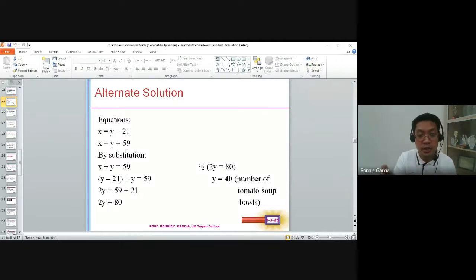So I think we will no longer review the equation properties ha, kaya we are already in mathematics in the modern world.